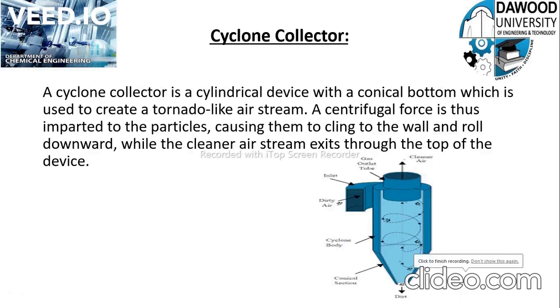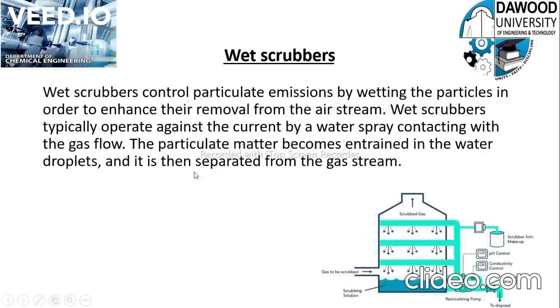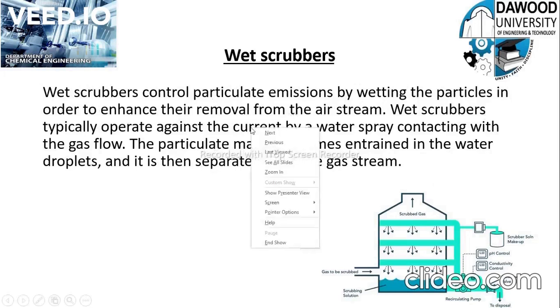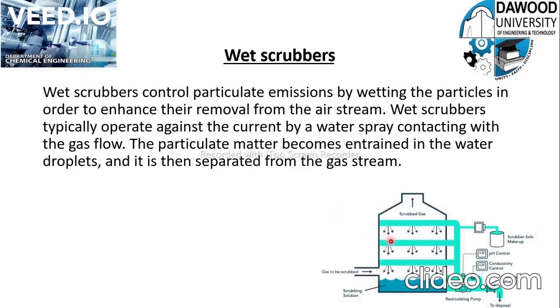Moving on to the next slide. The next device which I am going to share is known as the wet scrubber. Wet scrubbers control particulate emissions by wetting the particles in order to enhance their removal from the airstream. Now look at this figure.